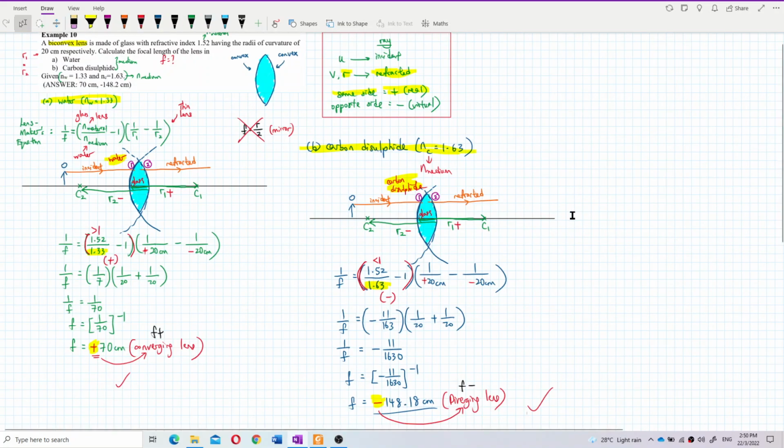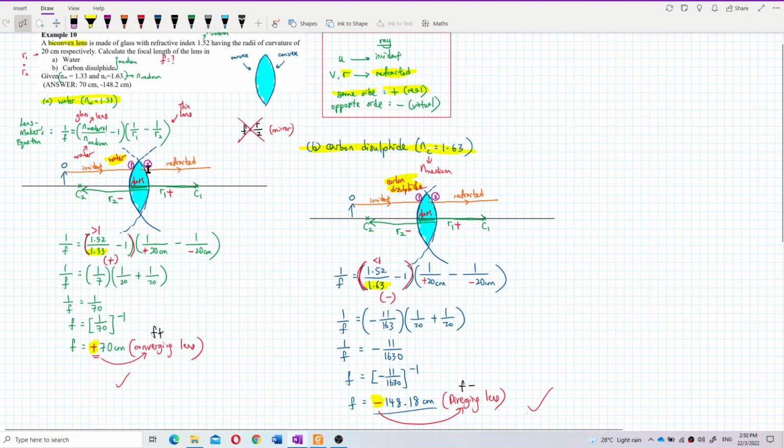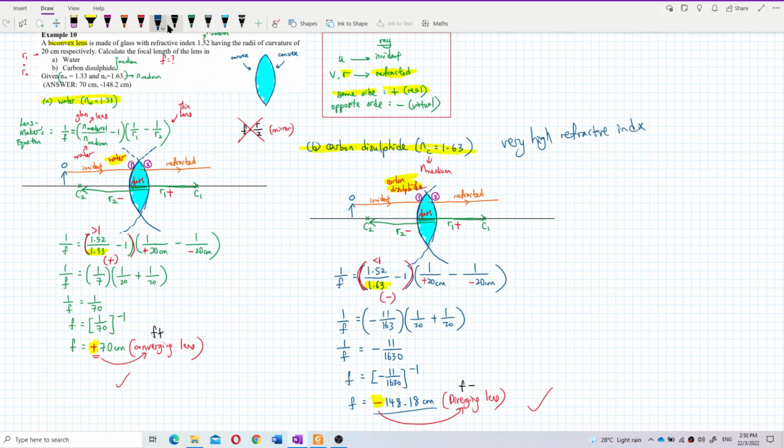So you see, last time I did say converging lens must be convex, diverging lens must be concave. That's not always the case. A convex lens also can become a diverging lens, not always a converging lens. Why can a convex lens become diverging? It can become diverging if you put the convex lens into a very dense medium, a very high refractive index medium, like carbon disulfide.